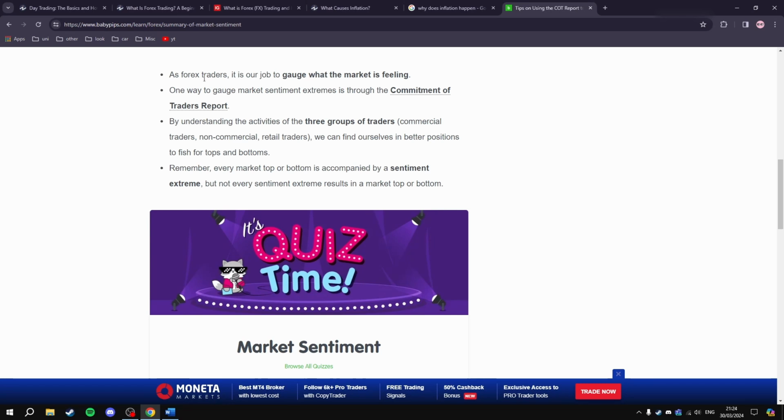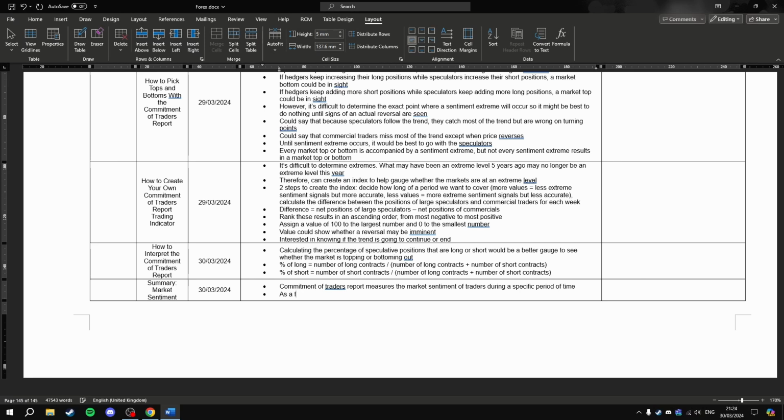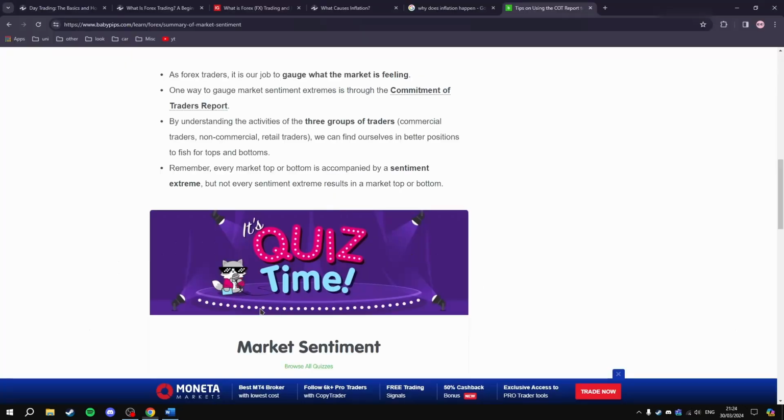In conclusion, as a Forex trader, it is our job to gauge what the market is feeling. One way to gauge market sentiment extremes is through the Commitment of Traders reports. By understanding the activities of the three groups of traders, commercial traders, non-commercial traders and retail traders, we can find ourselves in better positions to fish for tops and bottoms. Remember, every market top or bottom is accompanied by a sentiment extreme, but not every sentiment extreme results in a market top or bottom.